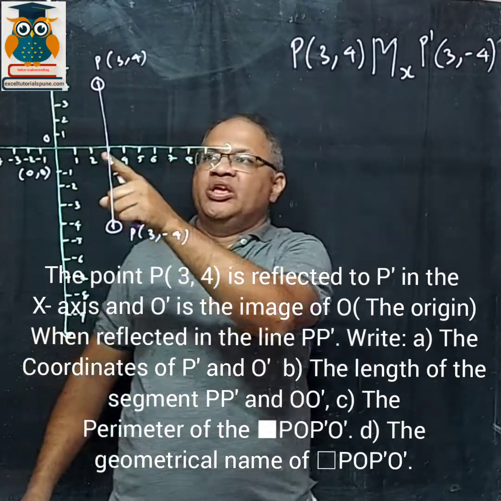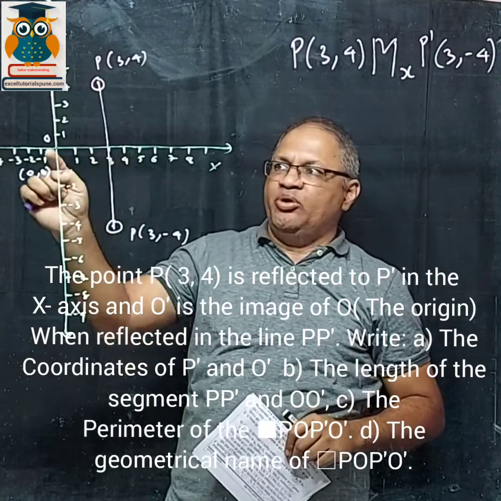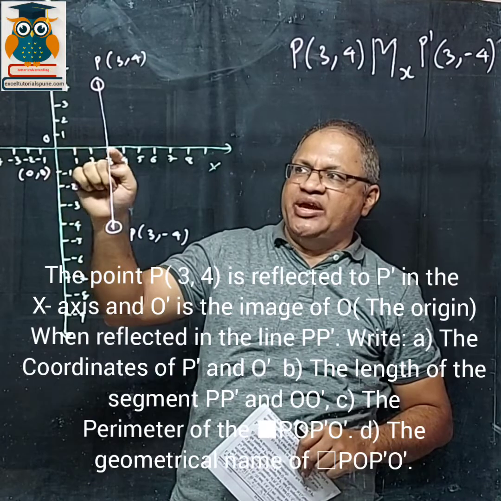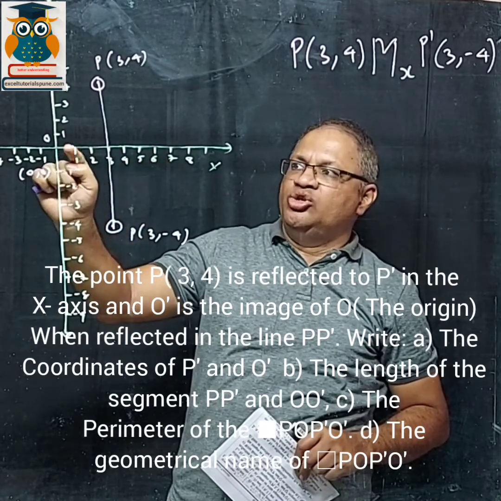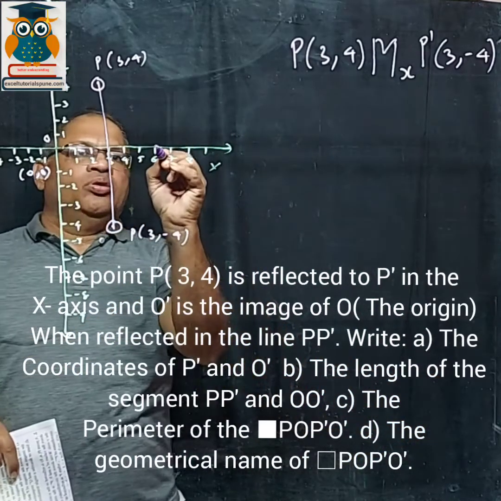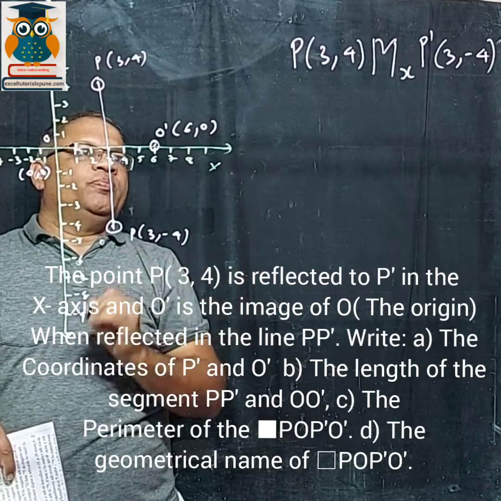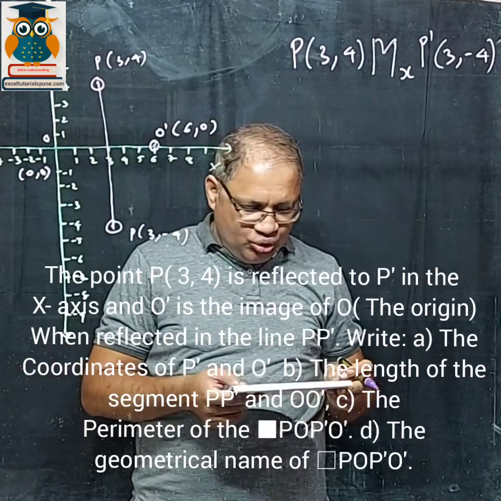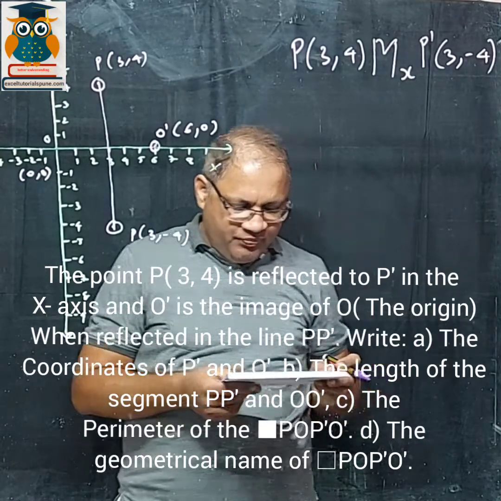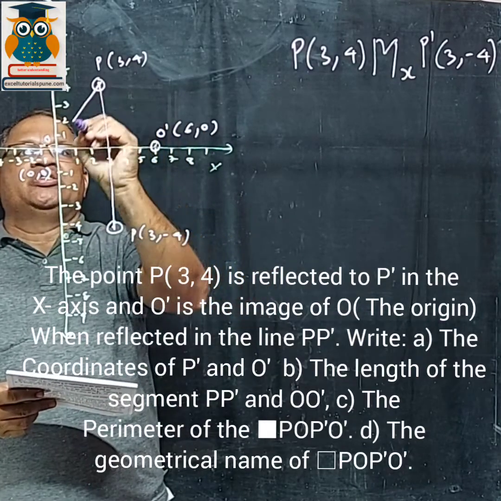This point O is reflected in line PP dash. That means mirror is kept over here. So when mirror is kept over here, this point O will come on the right hand side. How much ever distance from the left hand side, that much distance on the right hand side. So 1, 2, 3. So this side also 1, 2, 3. So the coordinates of O dash will be 6, 0. Alright. Now they have asked you to join all these points. Okay. So when you join these points, you have to find out the perimeter of the figure. So what figure does it form over here?